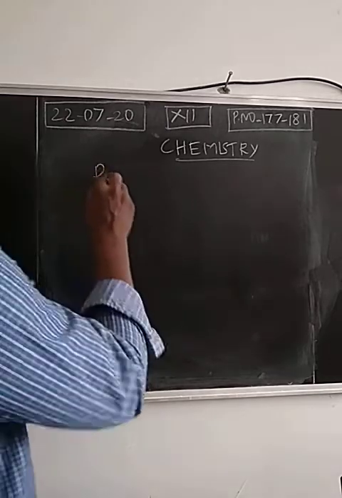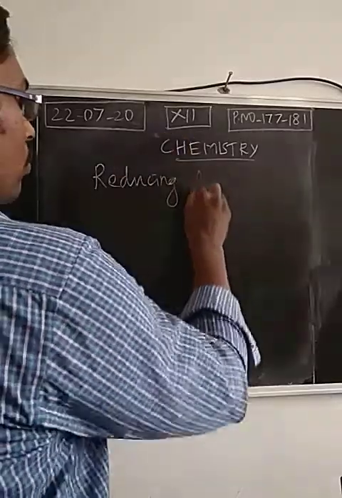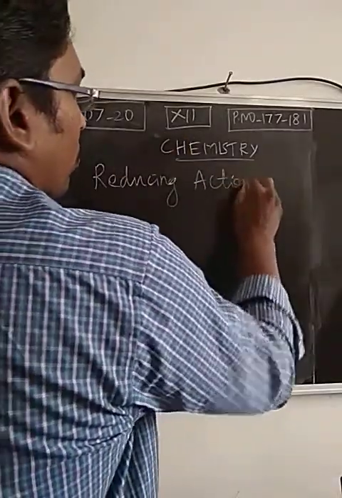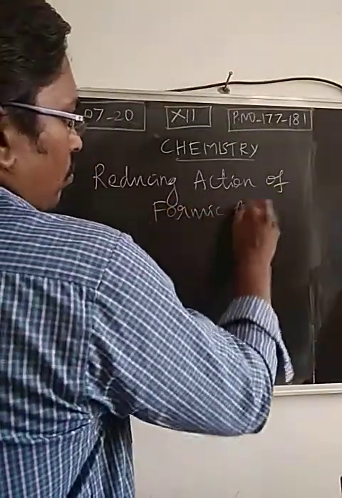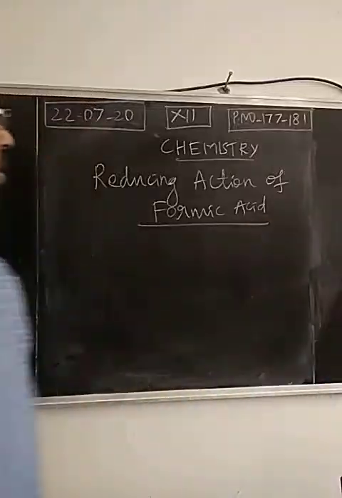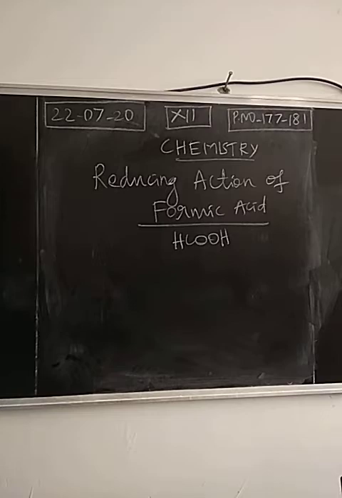Dear students, today we start the reducing nature of formic acid. Last class we were discussing the chemical properties of carboxylic acid. The last chemical property is the reducing action of formic acid. This is a public 5-mark question. So consider formic acid, HCOOH.